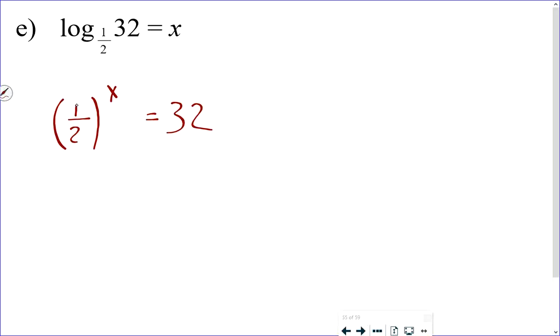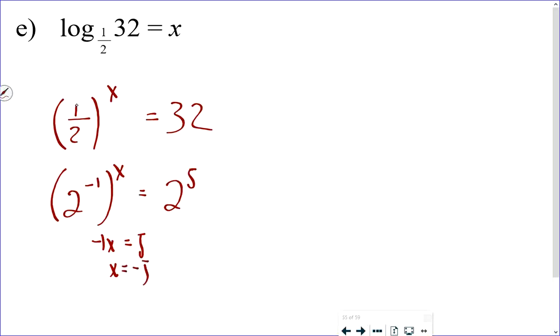Okay. If you were to solve this exponential equation algebraically, you would say 1/2 is 2 to the -1, and it's raised to the x. 32 is 2 to the 5. That means negative x equals 5, so x equals -5.